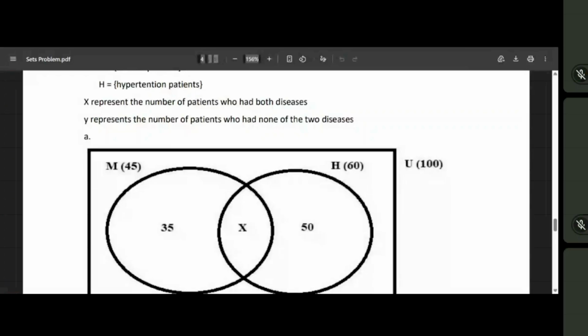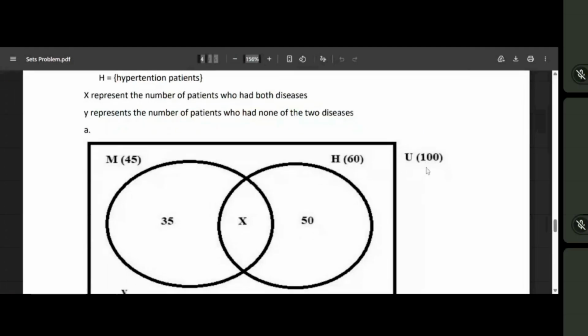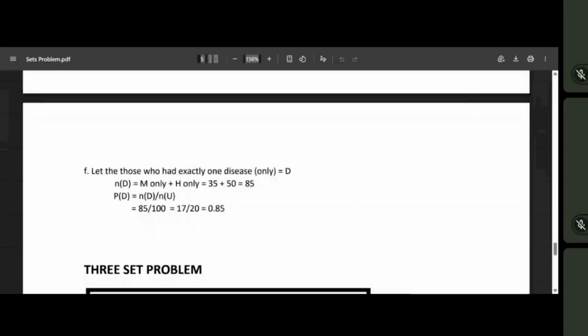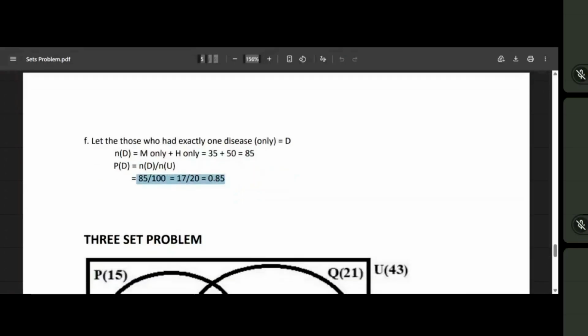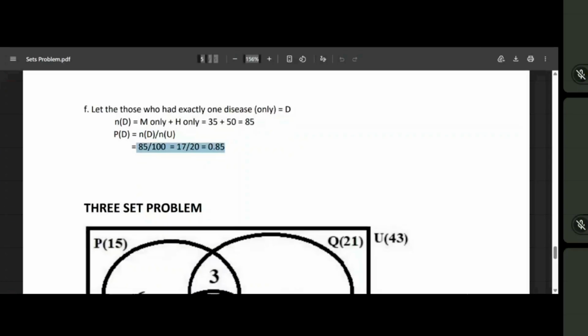Then when we ask you how many people had two diseases, it is the X. Because when you are at X, you have malaria, you have hypertension. So that's the two diseases. So the probability that the person had only one disease is the total number of only one disease divided by the universal set. But we will soon go into the probability. So you have the total number here, 85 out of the universal set, and that gives you 0.85. So that is the probability of somebody being chosen at random and the person having only one disease.